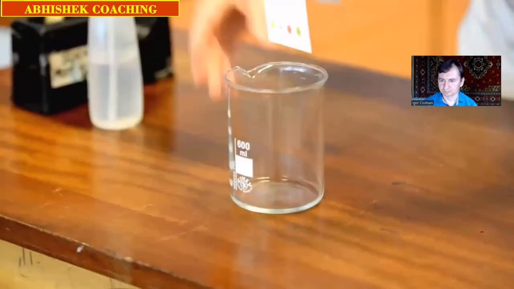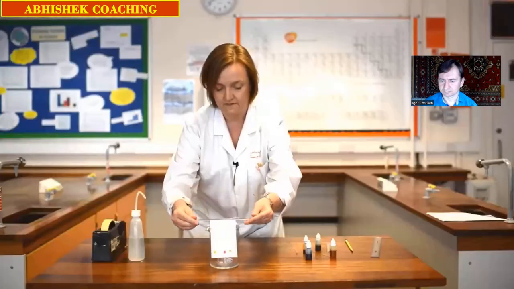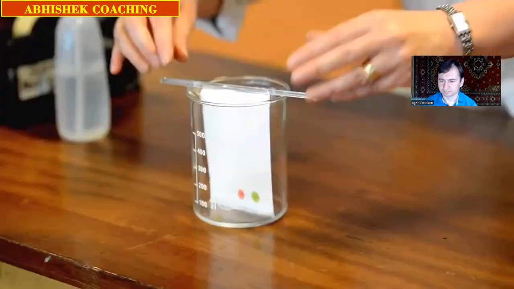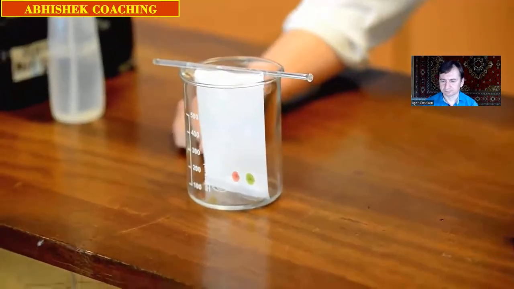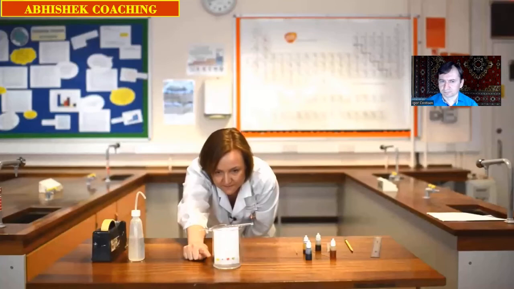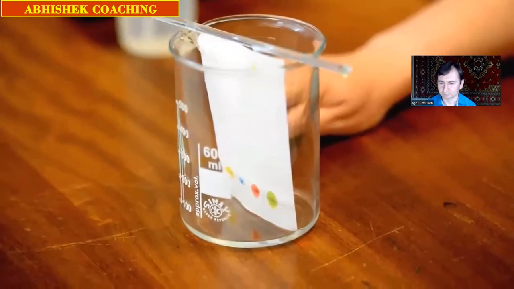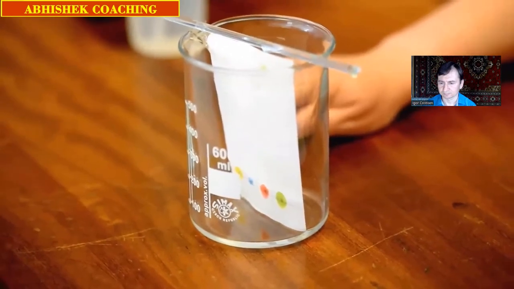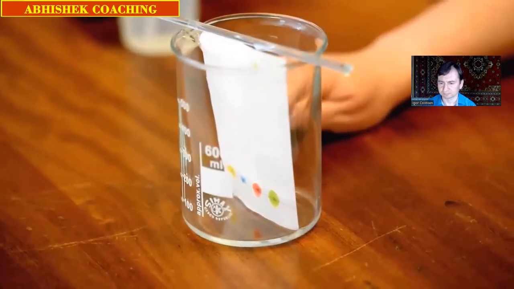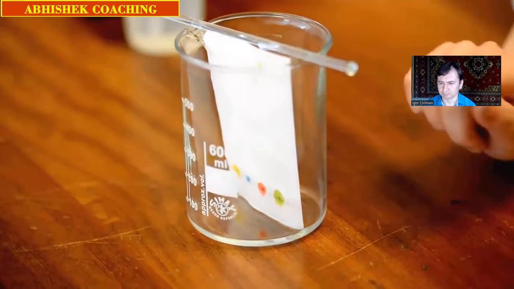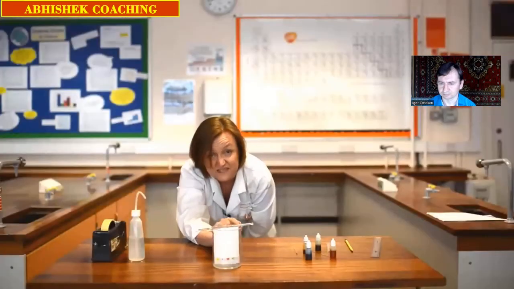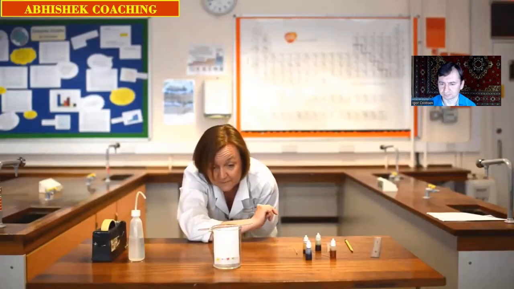So I just stand my paper into the top of my beaker, and now just the very bottom edge, you'll see the water level starting to rise up the paper, and as it does so, it will take the colours with it, and we're going to leave it now for a few minutes until the water level has risen to within a couple of centimetres of the top of the paper.